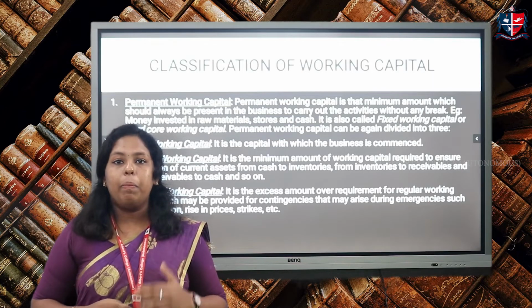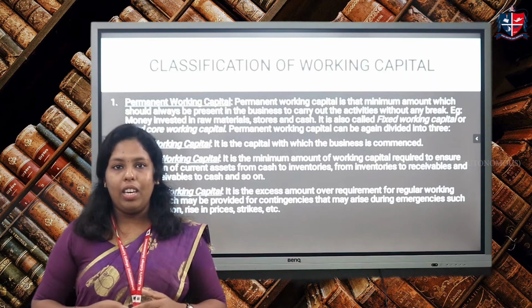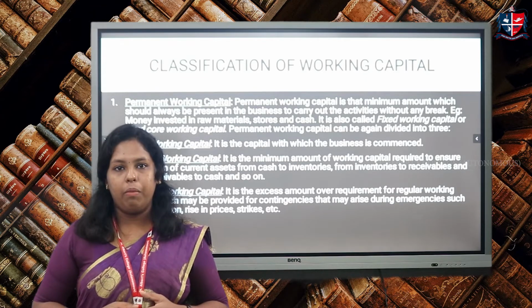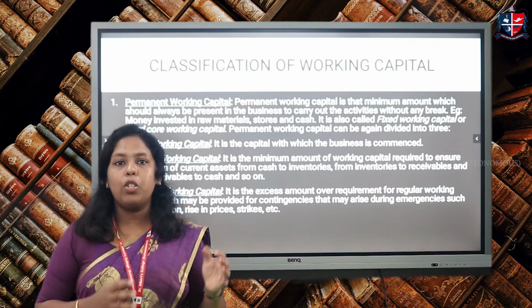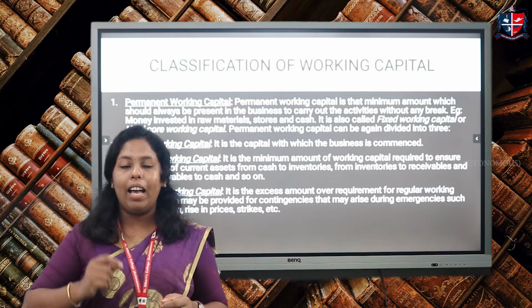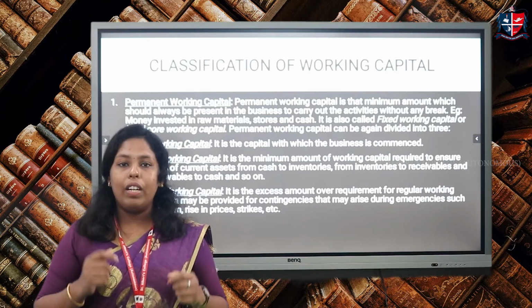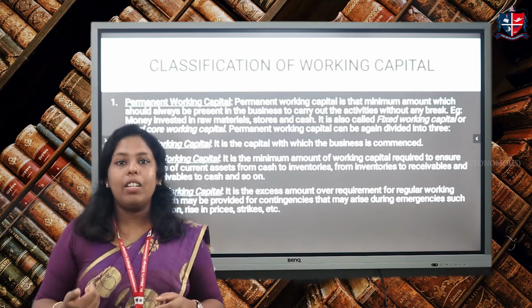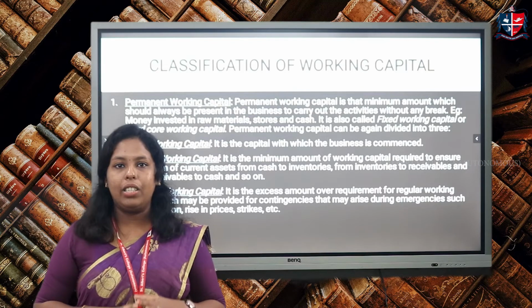We can divide the permanent working capital again into three: initial working capital, regular working capital, and reserve working capital. Initial working capital is that part of working capital which is required when the business is commenced. The capital that is needed at the initial stage of the business is what is known as initial working capital.